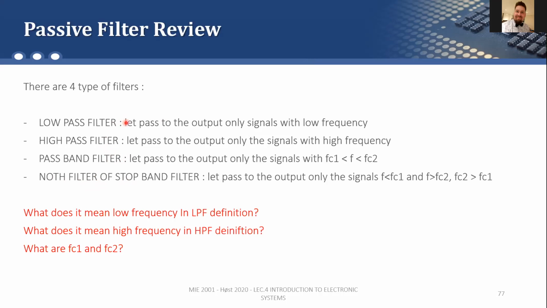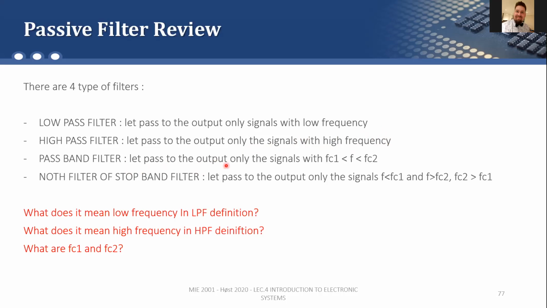So a low pass filter lets pass to the output all the signals with low frequency. There will be a threshold, which we will call the cutoff frequency, and all the signals with a frequency lower than the cutoff frequency will pass through the filter. Instead, the high pass filter is a device which lets pass to the output only the signals with very high frequency. So all the signals which have a frequency greater than the cutoff frequency will go to the output.